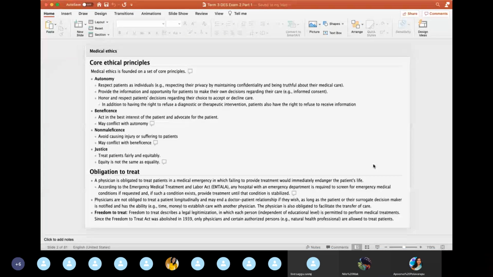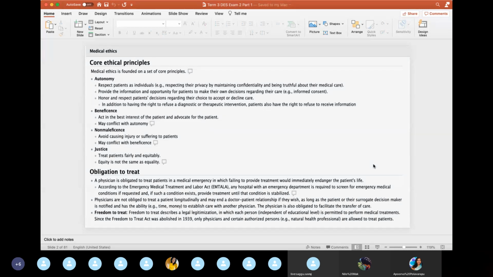Ethics, core principles. Four core principles: autonomy, beneficence, non-maleficence, and justice. You need to know the definition of each. Autonomy: you respect the patient as an individual. You honor and respect their decisions. Beneficence: you always act in the best interest of the patient. Non-maleficence: avoid causing injury or suffering to patients. When you take the Hippocratic Oath when you graduate med school, it says there, primum non nocere, first, do no harm. Justice: you need to treat patients fairly and equitably.